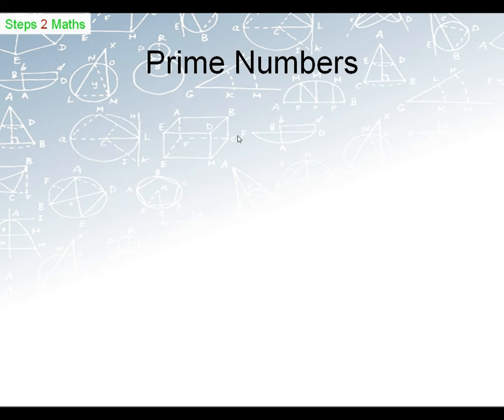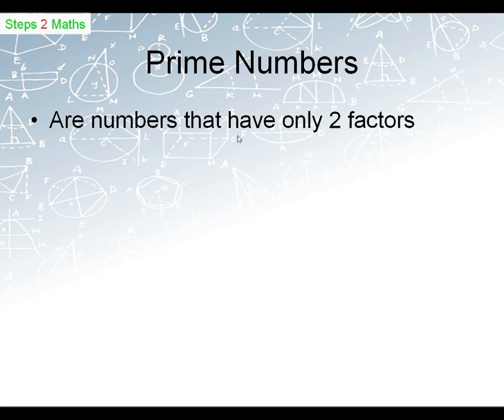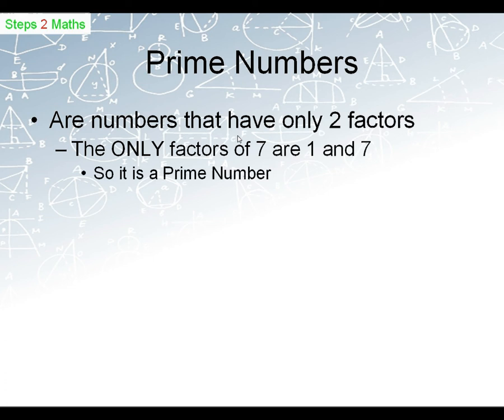Prime numbers. What are prime numbers? A prime number is a number that has exactly 2 factors. So you already know what a factor is. It's a number that divides evenly into the number. So a prime number is a number that has exactly 2 factors. So for example, the only factors of 7 are 1 and 7. So 7 has exactly 2 factors, so it is a prime number.